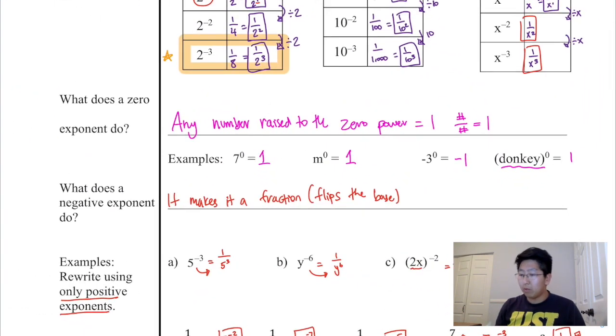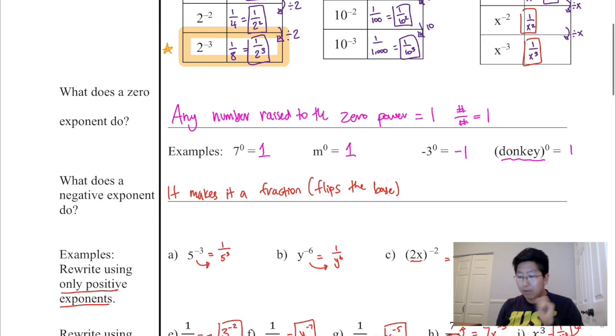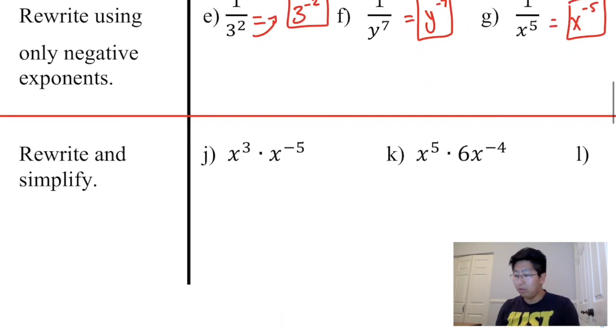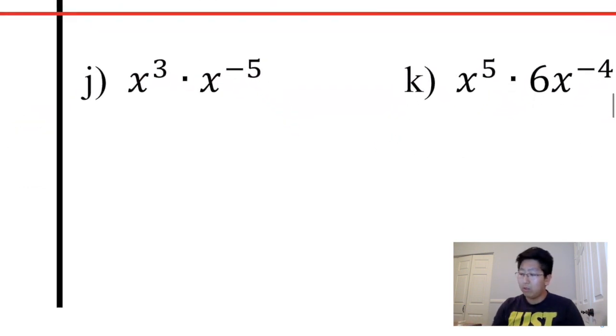So we went over what happens when you have a zero exponent. The answer is always going to be 1. Why? Because you're dividing the same number by itself. And when you have negative exponents, it makes it a fraction. So here are some practice examples that we're going to do together.